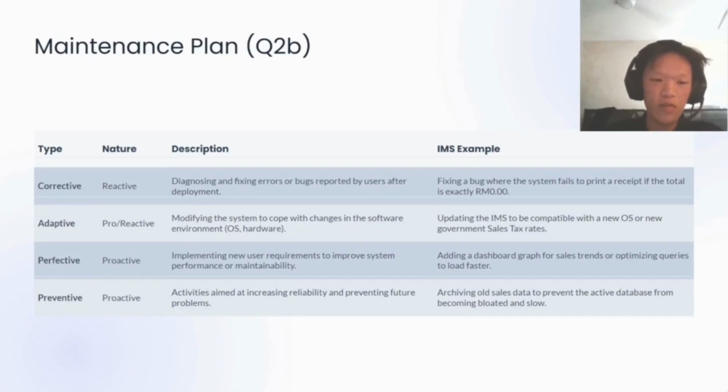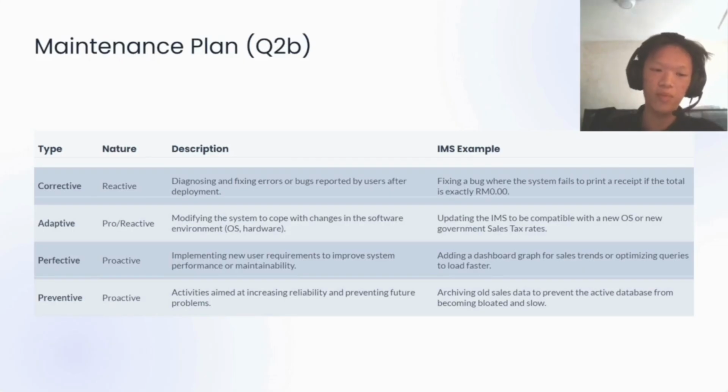The next one is adaptive. It is of a reactive nature. We will modify the system to cope with changes in the software environment. Let's say the OS or the hardware updates, it has to adapt to that new environment or new operating system so that it can work as intended. An example is updating the IMS to be compatible with the new OS or new government sales tax rates. Let's say the government implements 10% sales tax, and in another 5 years it updates to 50%, so we have to adapt to those changes.